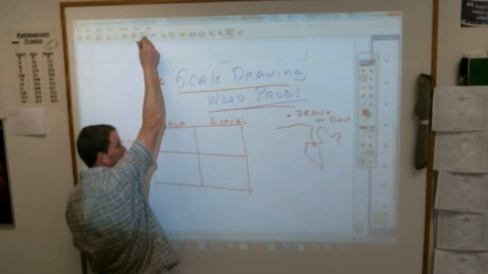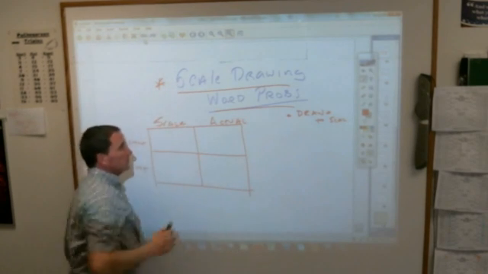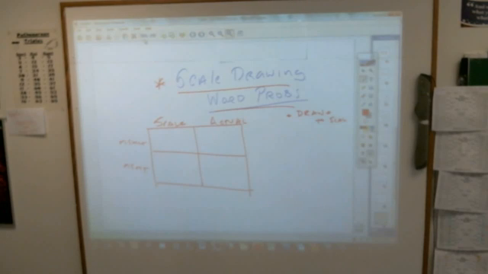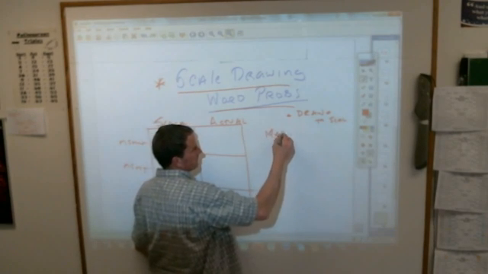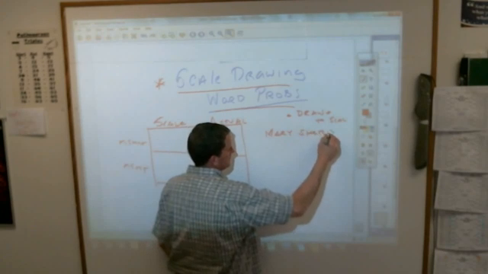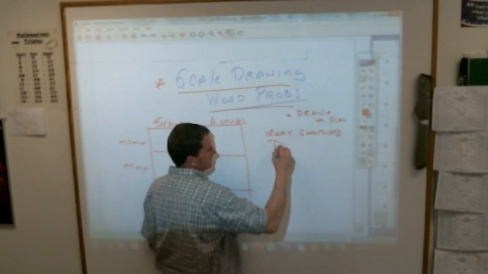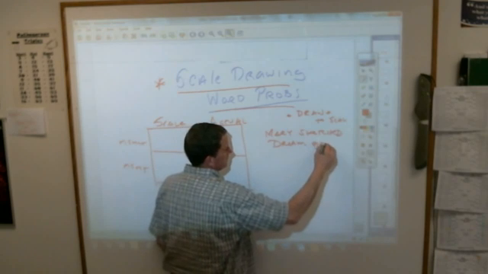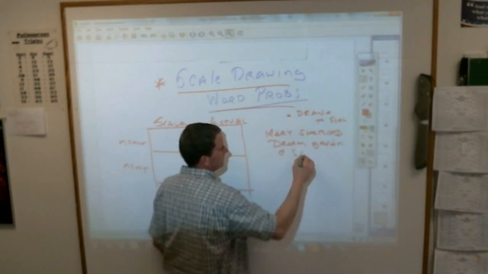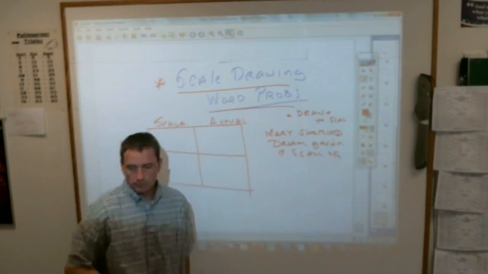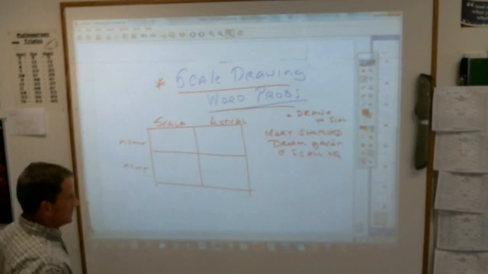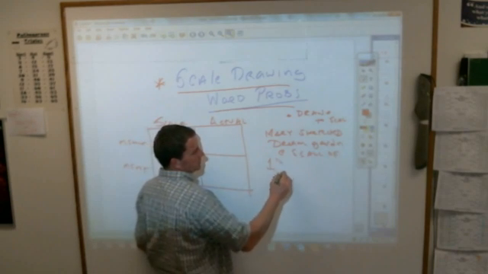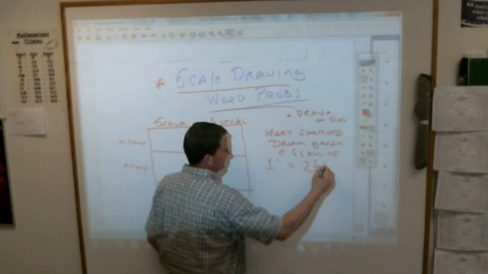Anyways, back to this. Here's the story problem. Mary sketched a scale drawing of her dream garden. Mary sketched the dream garden at a scale of 1 inch represents 2 feet. 1 inch equals 2 feet.